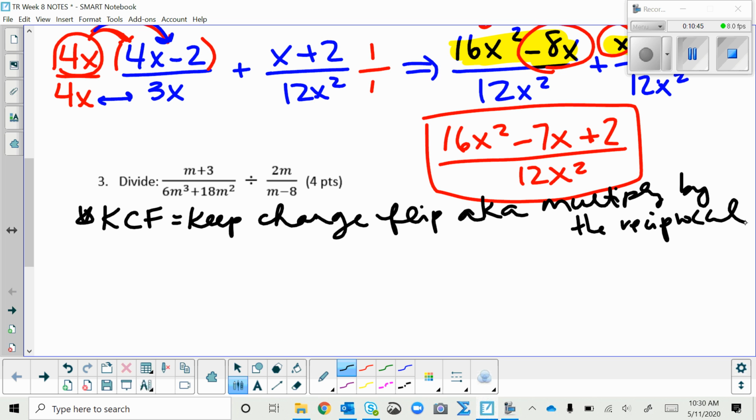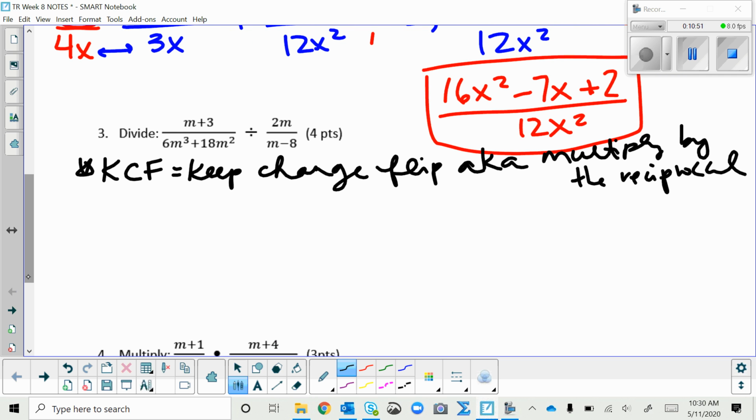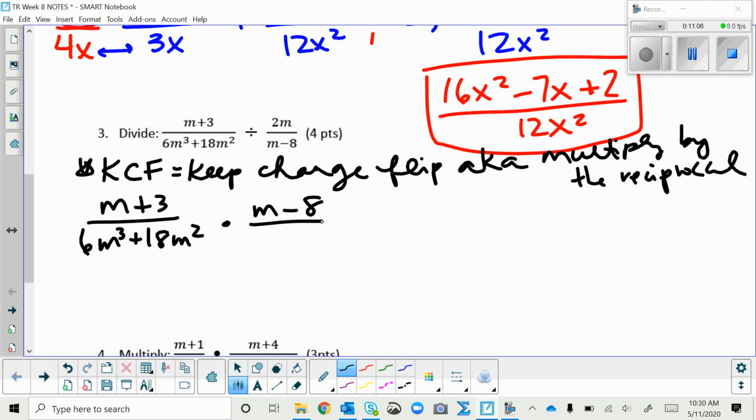So that's what we're going to do. So step one, keep the first fraction the same. Change the division to multiplication and flip the second fraction. The next thing we want to do is factor anything that can be factored.